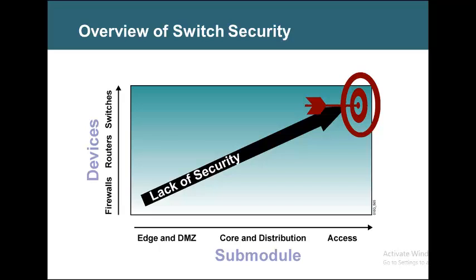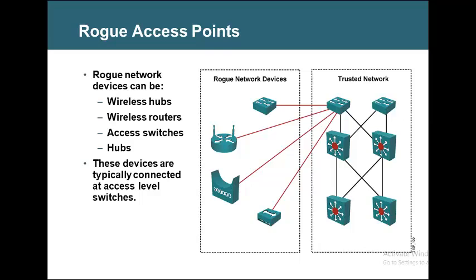Last 2-3 minutes. We have switches, see the left hand side: devices, switches, routers, firewalls. We have access layer, distribution and core layer, DMZ and edge layer. Maximum threat can be identified and stopped in this switches access layer itself. On access layer we have these types of devices. We have wireless hub, wireless router, access switches, hubs. So mostly we have these types of devices in access layer.